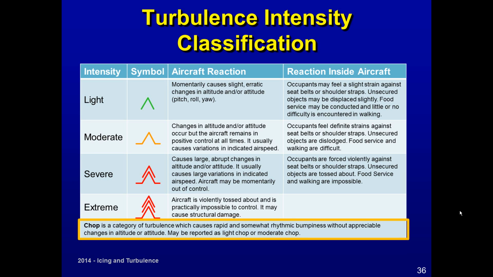It's also important to note that CHOP, strictly defined, is rapid and rhythmic bumpiness without noticeable changes in altitude or attitude. It usually does not denote hazardous turbulence, but the word CHOP may be incorrectly used at times to describe the actual ride, such as in severe CHOP.